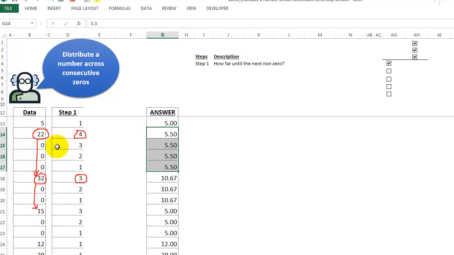Another example, the 32, when it looks down to find the next non-zero, it finds it down here at the 15. So we just care that it's 3 values, the original value plus 2 more. And then we split the 32 over here into 3 parts. So these 3 numbers add up to 32.